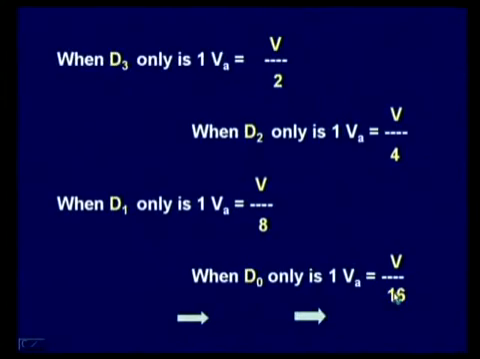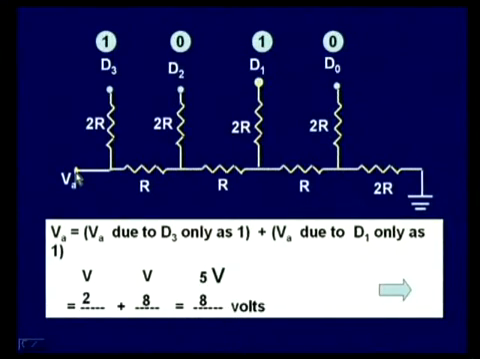You can see here, due to D3 alone it is going to be V by 2 and due to D1 alone it is going to be V by 8, and hence, put together, V by 2 plus V by 8 gives the total output voltage as 5V by 8 volts.